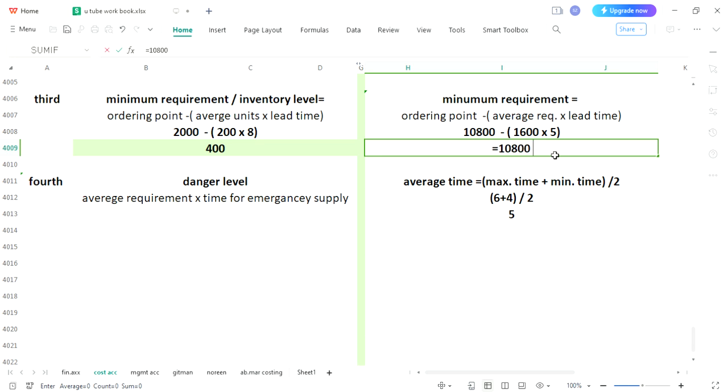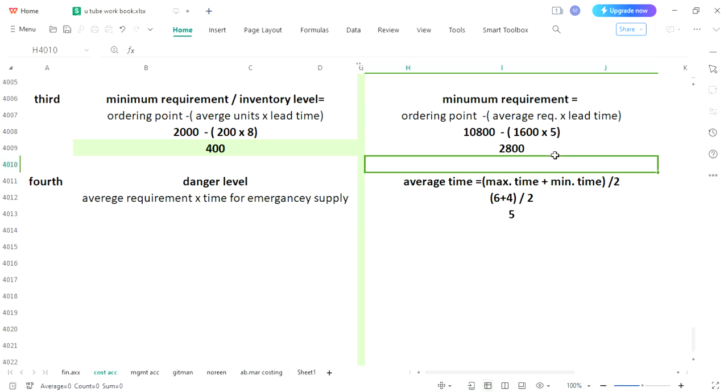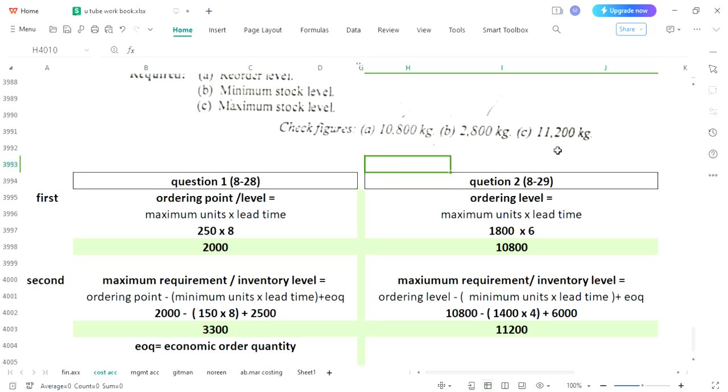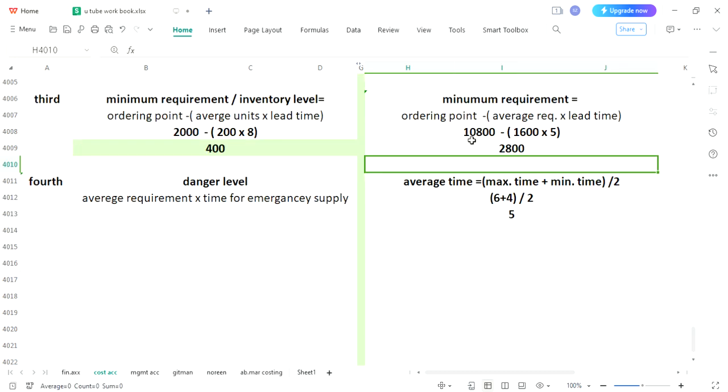10,800, it would be subtracted, bracket open, 1600 multiply by 5, bracket closed. So in this way, we have calculated 2800. It was required in point B, minimum 2800. So we have calculated minimum requirement 2800. It means our third answer is also completed. So let's mark it as completed.